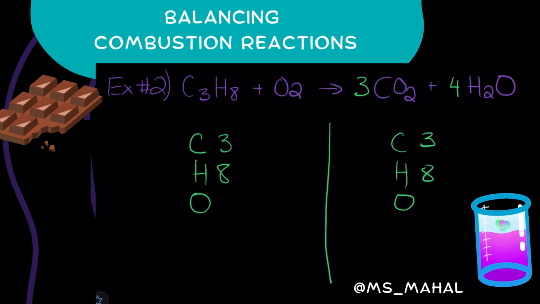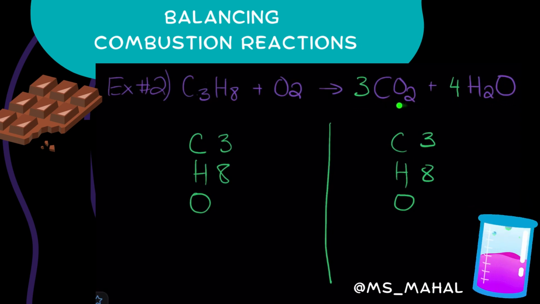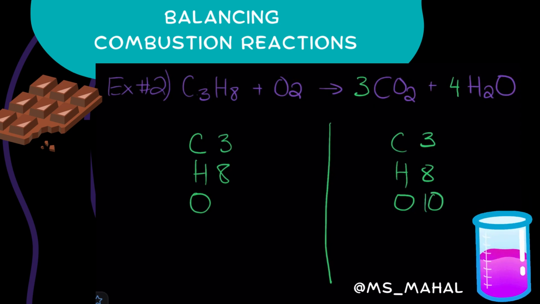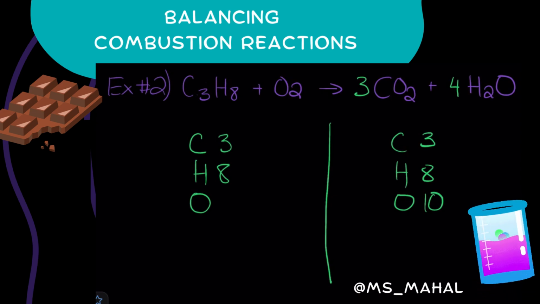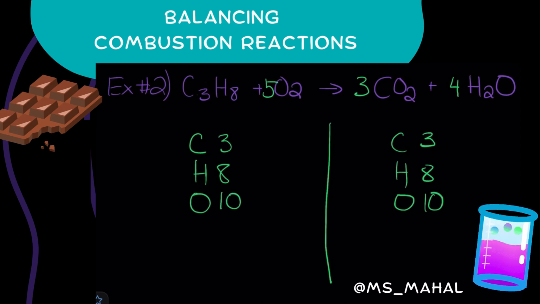So last, I have to look at the oxygen. Well, by adding that coefficient of 4 to the water, that means I have 4 oxygens on the right, plus the 6 from the carbon dioxide. So that's going to leave me with 10, while I've got O2 on the left. So I'm going to need to take my 10, divide it by 2. You can see where all that math is coming into play. And that's going to leave us with 5 O2, balancing this out at 10 oxygens on either side.